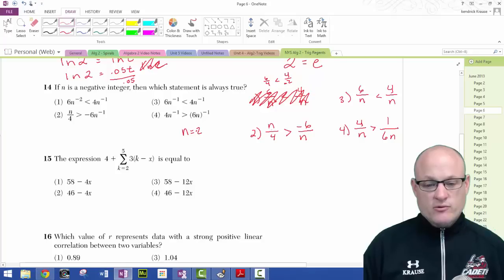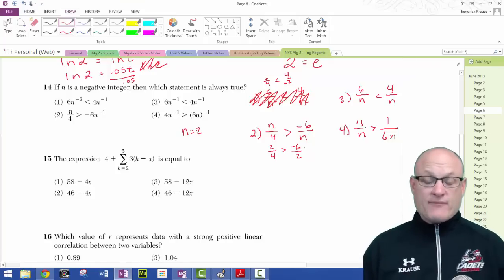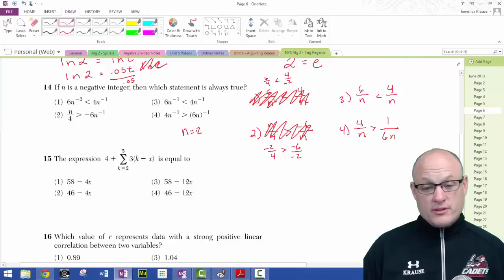So let's try 2 over 4. That's a half. Is that greater than negative 6 over 2? And absolutely it is. That's 1/2 is bigger than negative 3. But if I change this to a negative, this is negative a half. Is that greater than positive 3? Nope, it is not. Again, 6 over 2 is 3. 4 over 2 is 2. Is 3 less than 2? Nope.